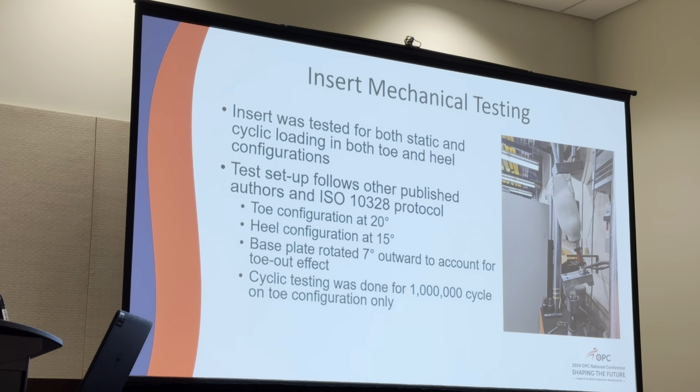For the cyclic testing, we tested only the toe configuration, since we know that sockets usually only fail in the toe configuration. So we didn't really need to test the heel configuration, as mentioned by other published authors. And it was done for 1 million cycles, since in 2 million steps, there's 1 million steps on the toe configuration. We did it at 1.5 hertz, and here are the results.